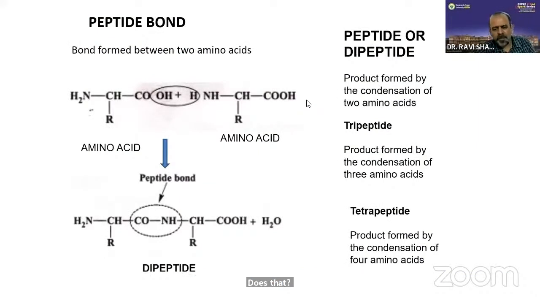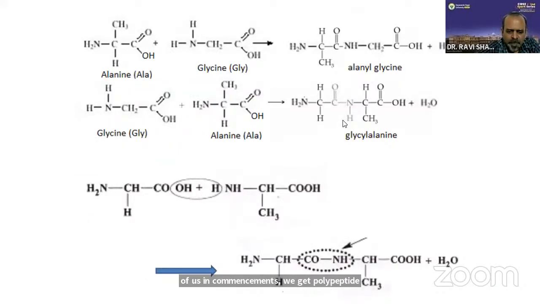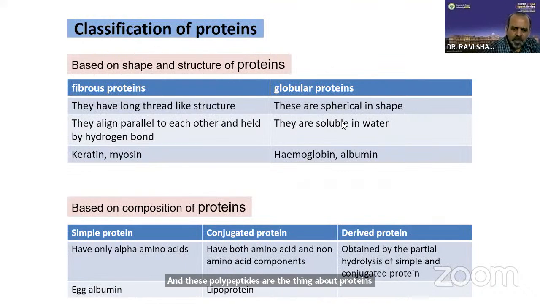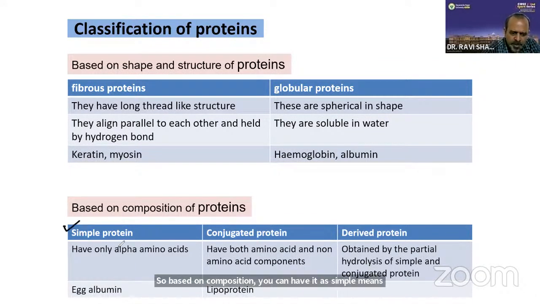And amino acids combine to form proteins or peptides. If 2 amino acids combine, you get a dipeptide. If 3 amino acids combine, you get a tripeptide. If 4, you get a tetrapeptide. Like this, when many amino acids combine, we get a polypeptide. And these polypeptides are nothing but proteins. And proteins are again classified mainly into fibrous and globular based on shape. Fibrous are linear, thread-like. They're insoluble in water, like keratin and myosin. Globular are spherical and they're soluble in water. Based on composition, you can have simple, meaning only amino acids. Conjugated, meaning amino acids as well as a non-amino acid component.